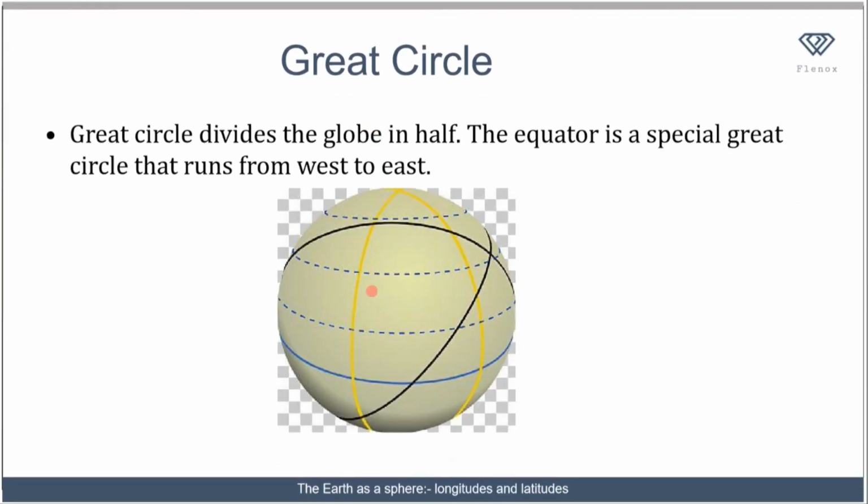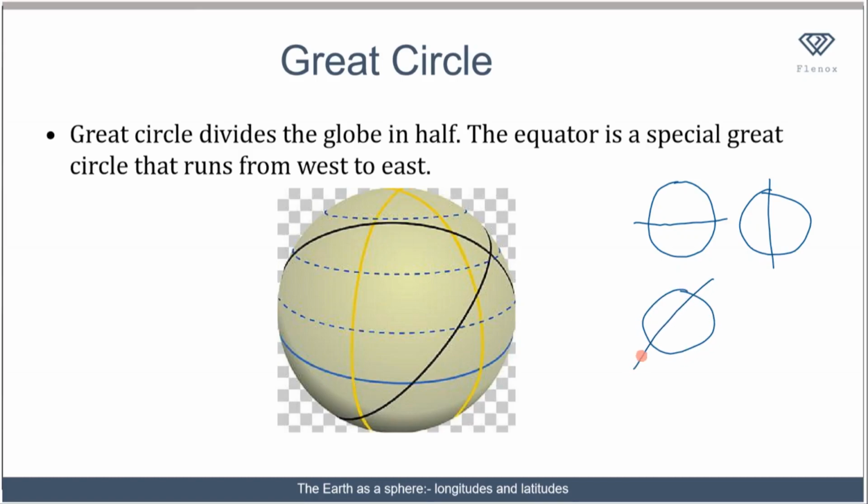So let's start with looking at the great circle. The great circle divides the globe in half. The equator is the special great circle that runs from west to east. So just think about the earth as an orange. Any line that divides the orange into half is referred to as a great circle. So you can decide to divide the orange horizontally like this. So this is a great circle. You can decide to divide it like this. This is also a great circle. You can decide to divide it like this. This is also a great circle. Provided you are dividing it into two equal halves, then that line is referred to as a great circle.